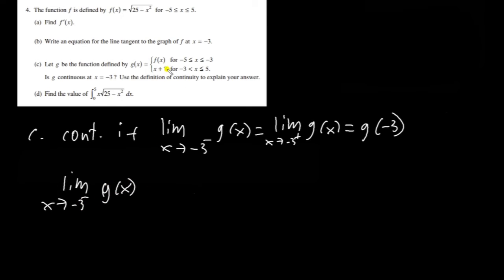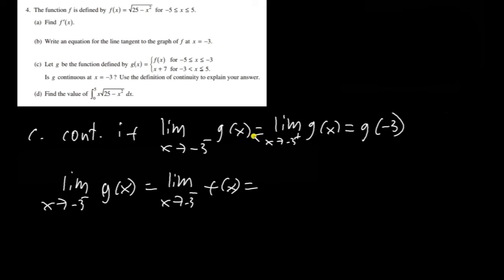Okay? So from the left, we're looking at this part, right? Because this is what g of x looks like on the left of negative 3. It looks like f of x. So this is the limit as x approaches negative 3 from the left of f of x.